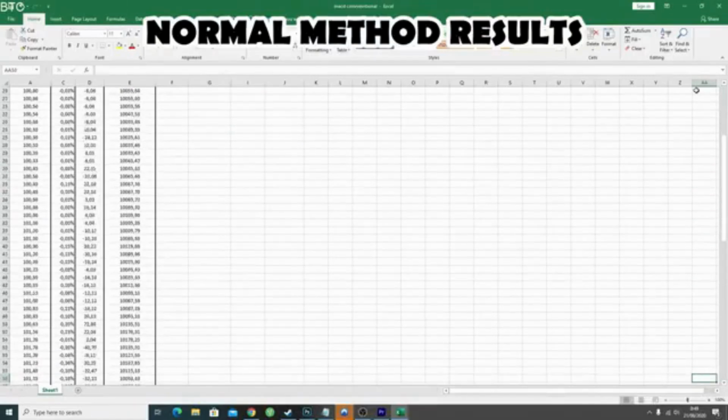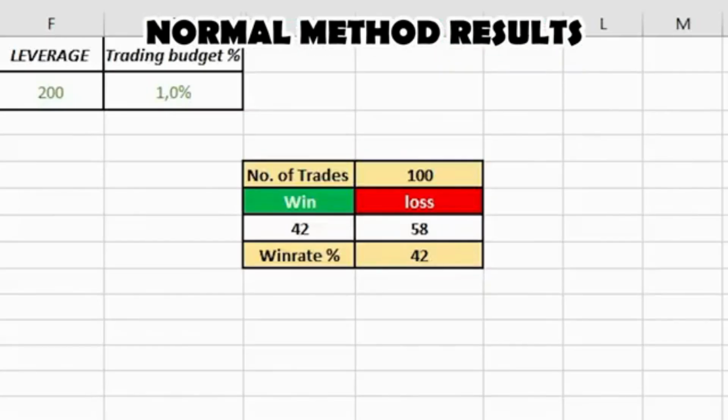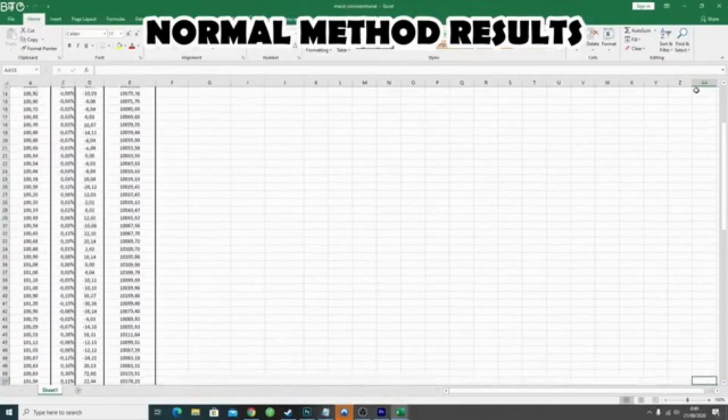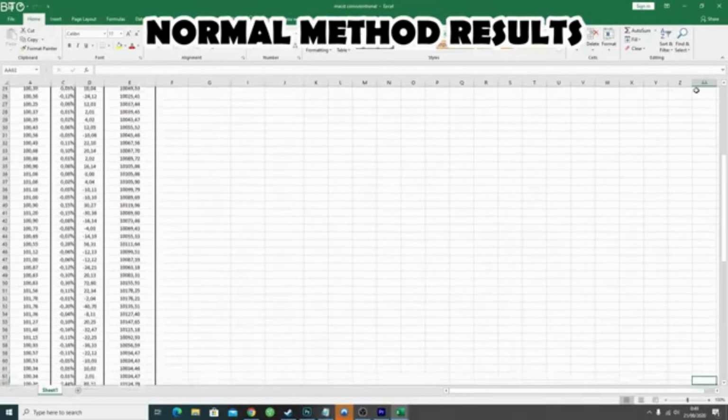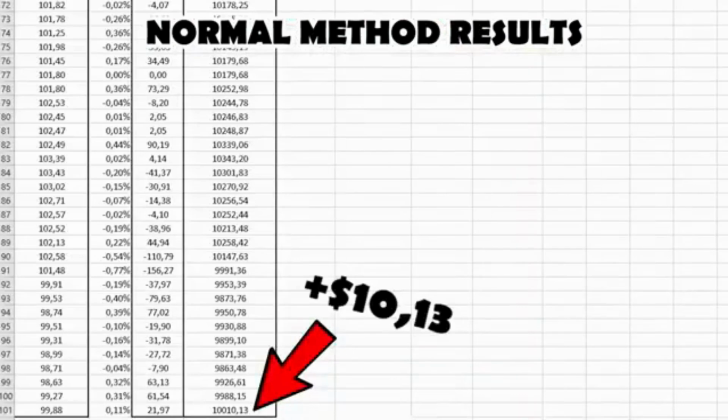So, after backtesting these two types of MACD indicators 100 times, here are the results. For the normal method, we have a 42% win rate with 42 wins and 58 losses. But even though the win rate is less than 50%, we still managed to come out profitable. We made a total of $10.13 or 9 pips from our $10,000 investment.